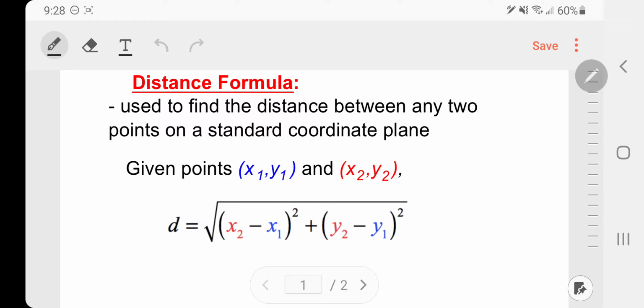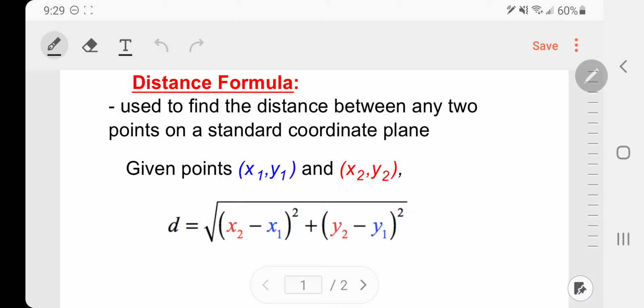Hey everyone. In today's lesson, we're going to take a look at how to apply the distance formula to find the distance between 2 points on a coordinate plane. Given our 2 points, x1, y1, and x2, y2, you're first going to label your points, and then plug them into this formula, which is the square root of (x2 minus x1) squared plus (y2 minus y1) squared.